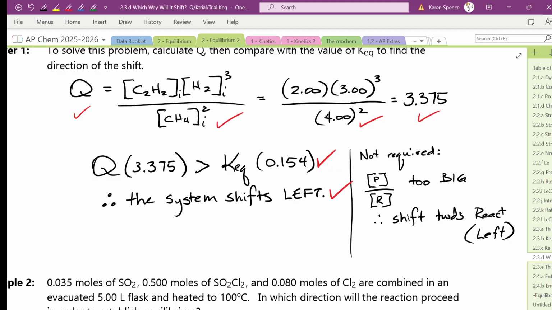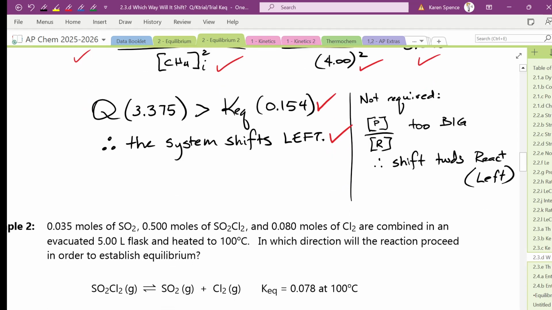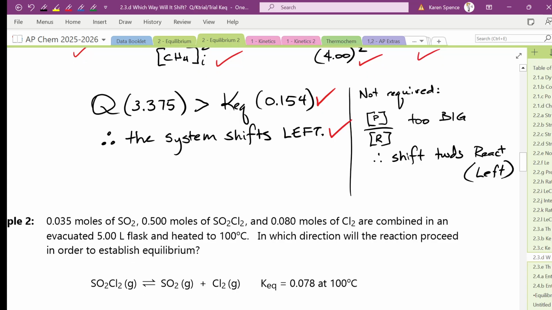Would you guys like to try example 2? I would say because we've got a 5-liter flask here, probably show your calculation of concentrations.